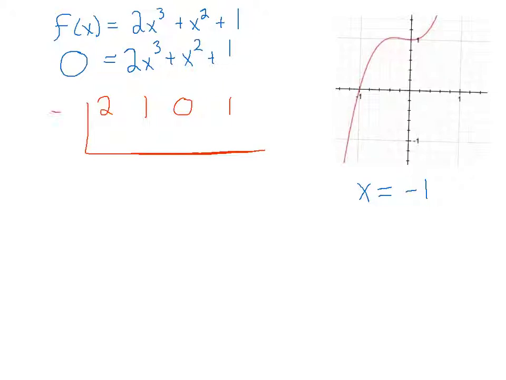Now, we're going to use the negative 1 that we found over here to synthetically divide. So we bring down the 2 and multiply the two numbers outside. So negative 1 times 2 is negative 2. Add these together. 0 plus 1 is 1. 1 times negative 1 is negative 1. And we get a remainder of 0.